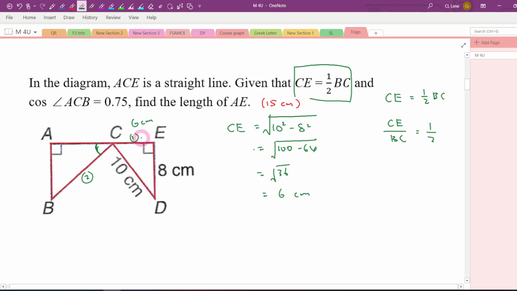And given by the question, the ratio is 1:2. One part 6 centimeter, then two part will be 12 centimeter, right? So BC is equal to 2 times 6 is equal to 12 centimeter. Let me write over here, 12 centimeter. But we're still not able to get the length of AC. We cannot use Pythagoras theorem because we only have one side. And try to think, why does the question give you this?